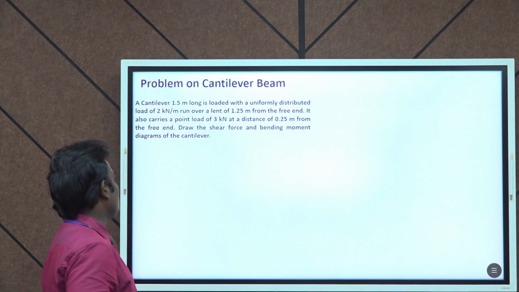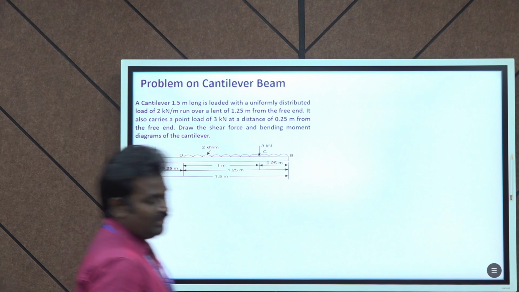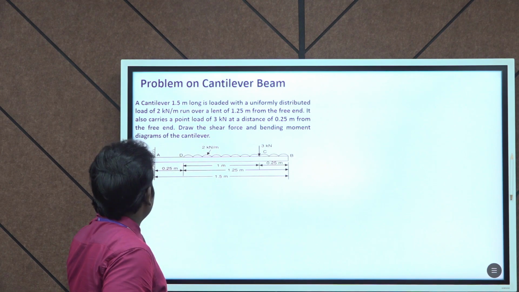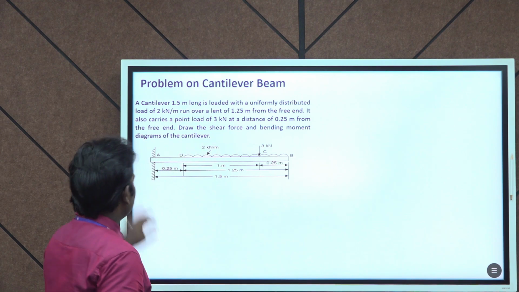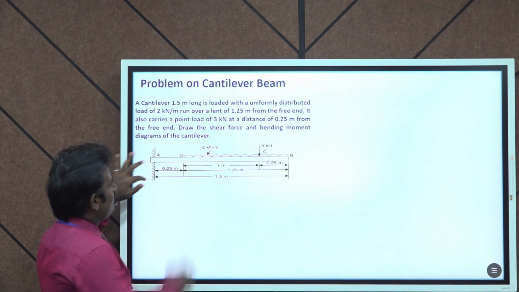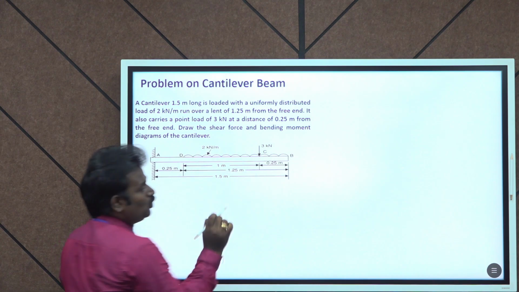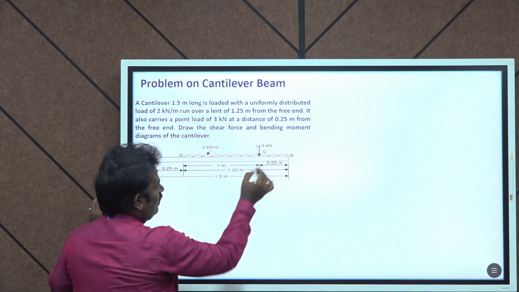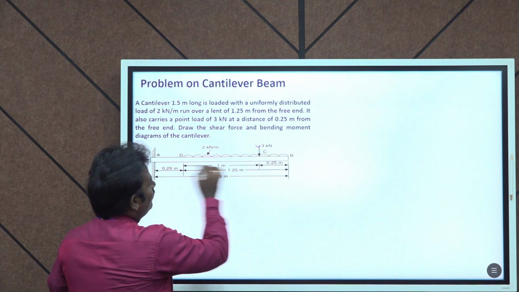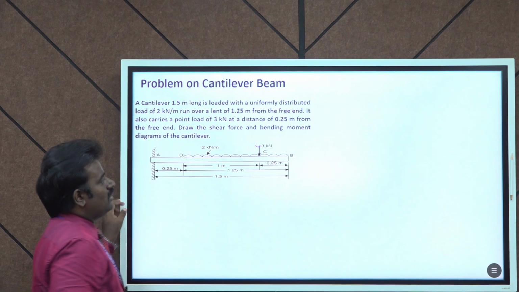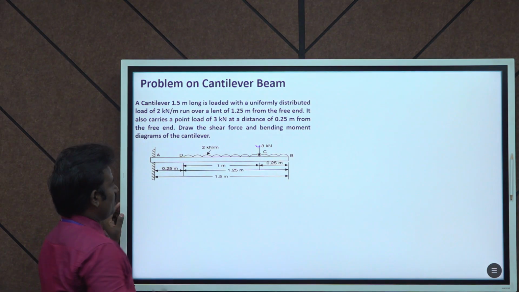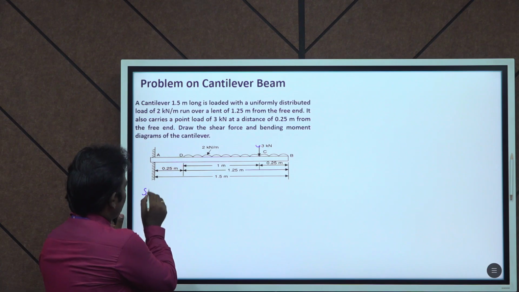So this is your problem, and this is the diagram of the given cantilever beam. The beam is fixed at one end and free at the other end. The beam is carrying two types of load. One is the point load, the other is the UDL load. Okay, so first, shear force.